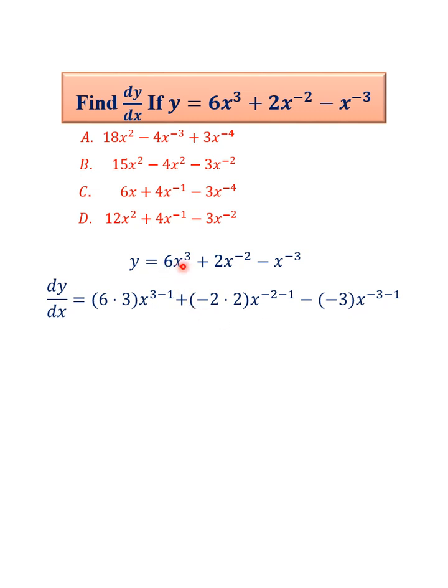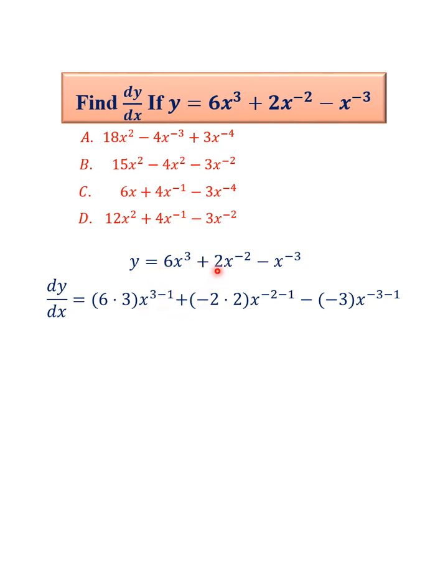Let's start with 6x^3. It means you take the power of 3 and multiply it by 6. That's why we have 6 times 3, 6 times the power 3. Then we have x, with the power 3, and we subtract 1 from the power. That is how to differentiate: take the power, multiply it with the coefficient, and take 1 away from the power.